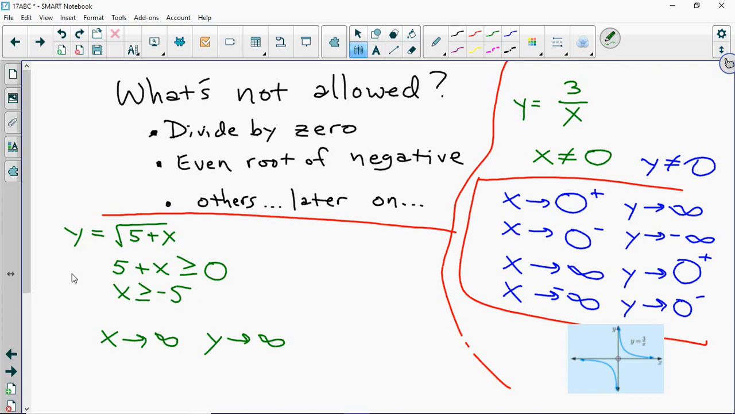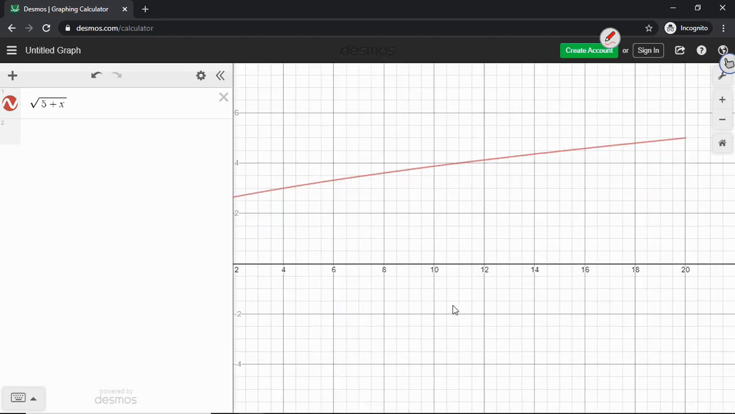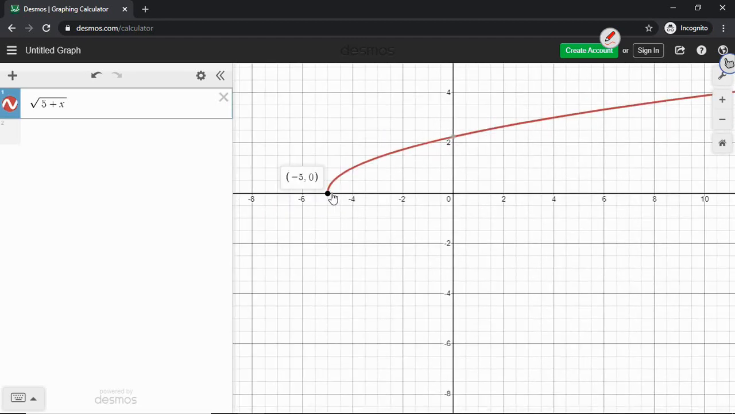So what that means for my range is that my y values must be greater than or equal to 0. Again, it's 0 because the smallest possible x value was negative 5, and when we put in negative 5 into the function, we get 0 out as a y value. Here's a graph of that function, and we see, yeah, the x values start here at negative 5 and then continue out to the right forever, and the y values start here at 0 and then continue upwards forever.